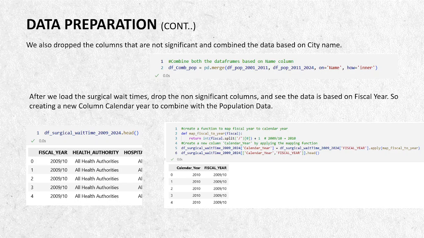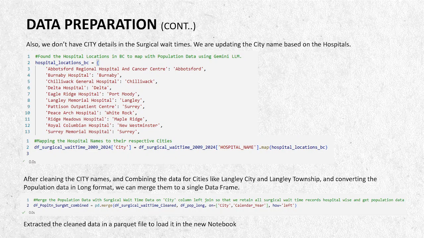On checking the surgical data, we see the data is based on fiscal year. So we need to update the date based on calendar year so that we can use it against the population data. We did that. And in the surgical data, we have hospital names but not the city names. So I listed the hospital names and took help of an LLM and listed all the city names. Then I updated to a hash map and loaded that to the new column in the surgical wait times data.